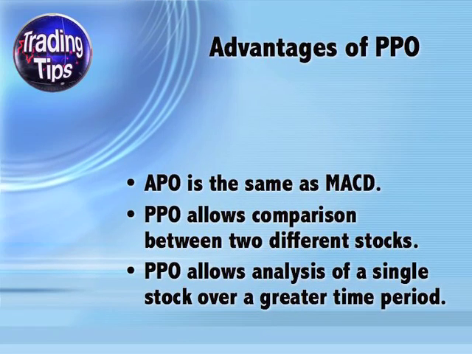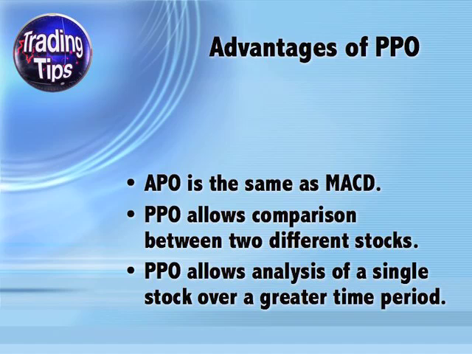There are several reasons why PPO is almost universally preferred to APO. For starters, APO is essentially the same as MACD. So if you want to use APO, just use MACD. StockCharts.com, for example, doesn't even offer APO since it measures the same thing as MACD.